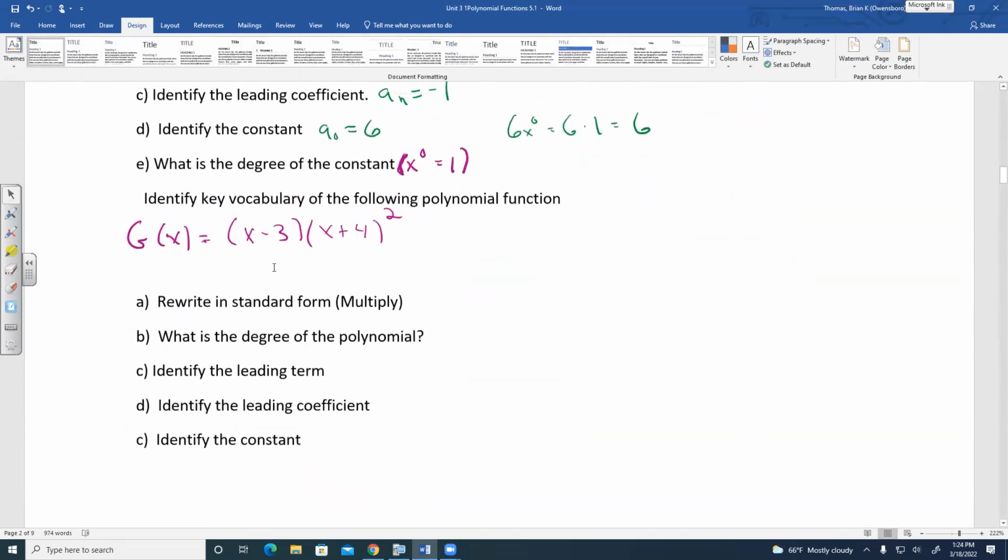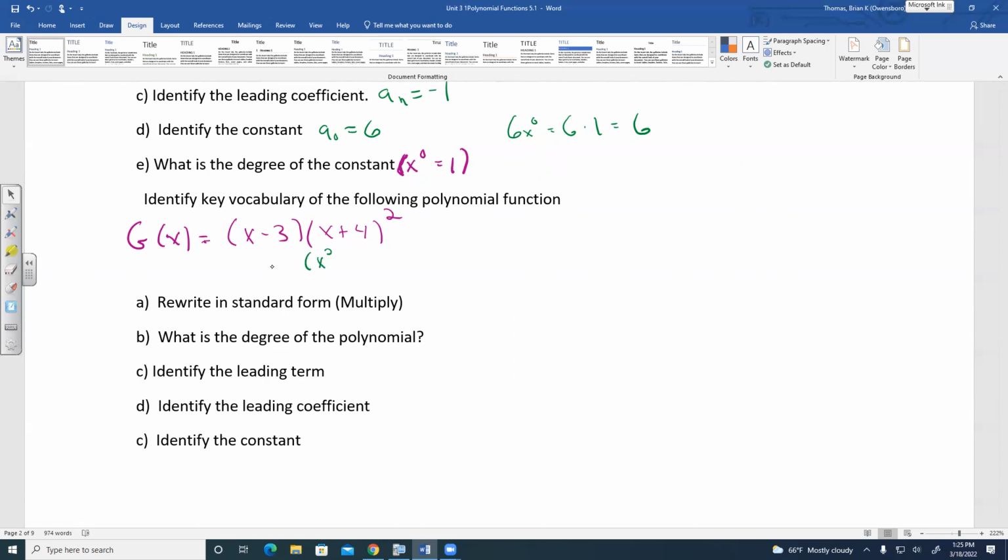So if I look at this polynomial function here, I have g of x equals x minus 3 times x plus 4 squared. If I want to rewrite in standard form, they want me to actually multiply this all out. So if I look at this, we have to evaluate exponents first. So the x plus 4 squared has to be done first. So remember, if this is a perfect square, this actually creates a trinomial. And the shortcut is all you got to do is square the first term. x times x is x squared.